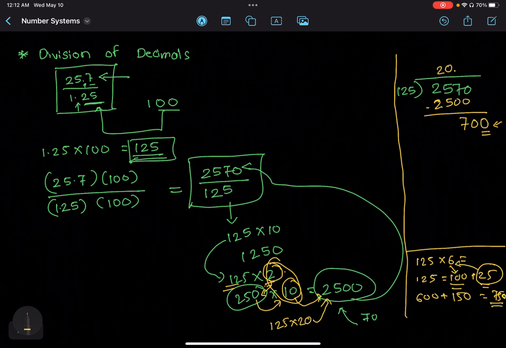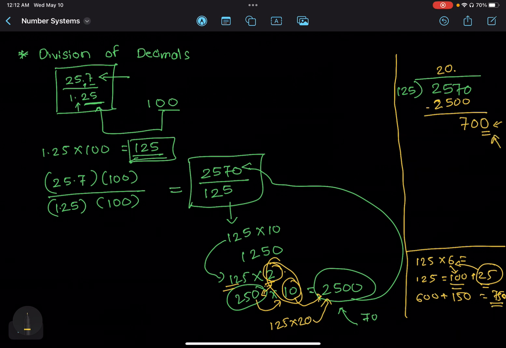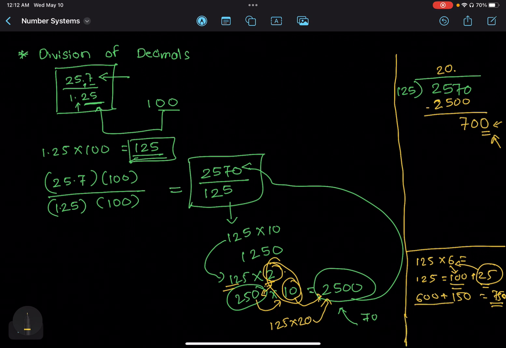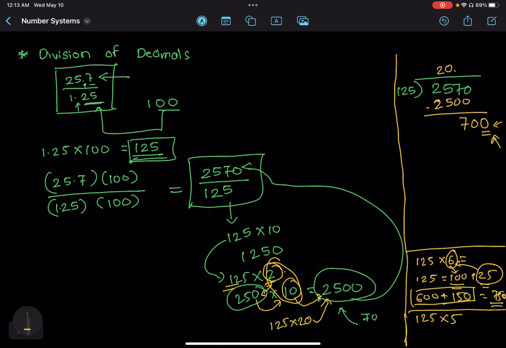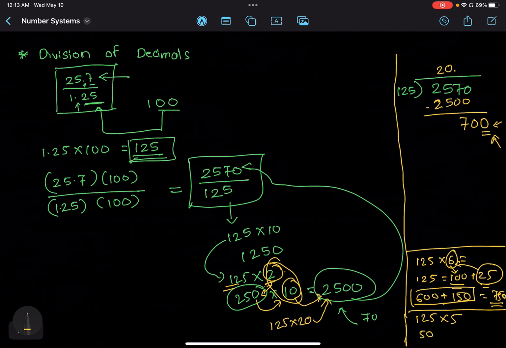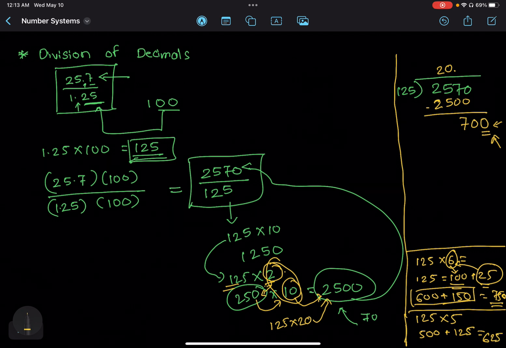Now this 750 is beyond the value of 700 which we needed for the division, so we cannot perform this calculation. If we perform this calculation in our mind, we can see that the multiplication value of 6 is beyond 700. So what we need is 125 multiplied by 5. When we do 125 multiplied by 5, 100 multiplied by 5 is 500, plus 25 multiplied by 5 is 125. So the value will be 625.